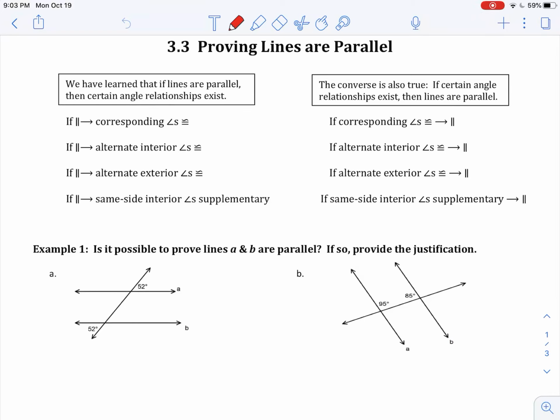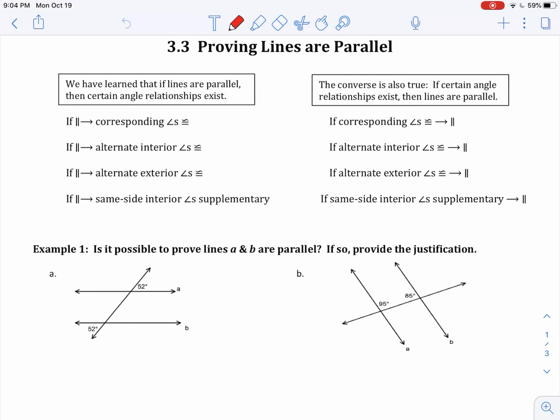So we have one more section to cover in Chapter 3. It's Section 3.3, and the title is Proving Lines Are Parallel. Now don't panic, we're not actually going to write any formal proofs. We decided not to do that this year. But we have some theorems that we've learned that if we were writing proofs we could use.